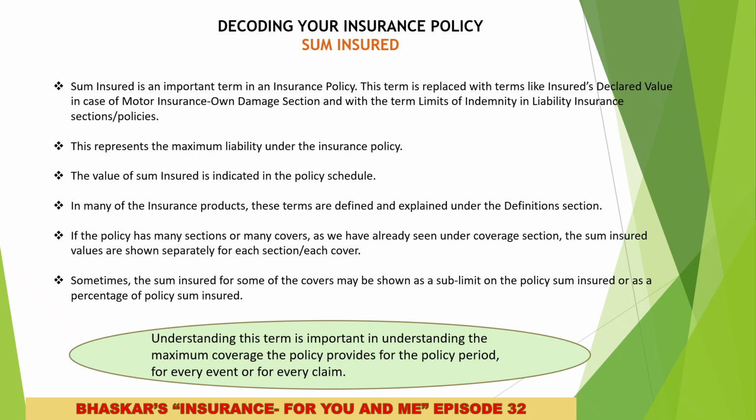In many of the insurance products, these terms are defined and explained under the definition section. If the policy has many sections or many covers, as we have seen under the coverage section, the sum insured values are shown separately for each section or each cover. Sometimes the sum insured for some of the covers may be shown as a sublimit on the policy sum insured or as a percentage of policy sum insured. So understanding this term is very important in understanding the maximum coverage the policy provides for the policy period, for every event or for every claim.